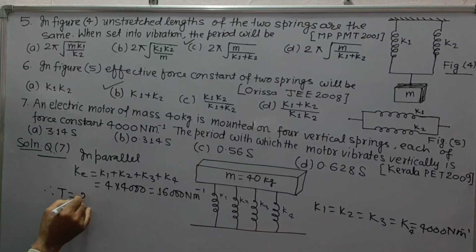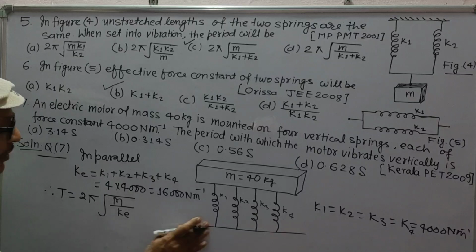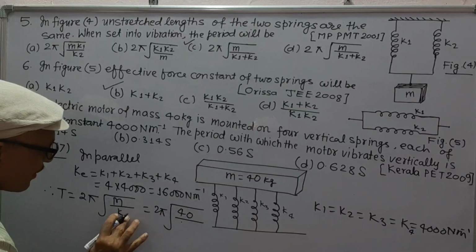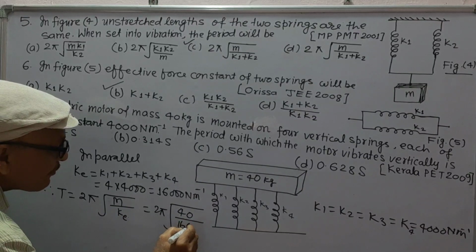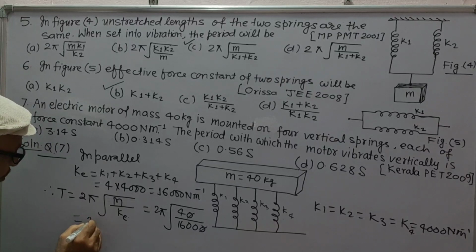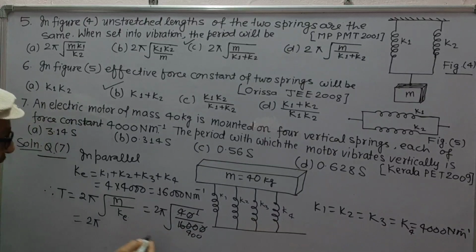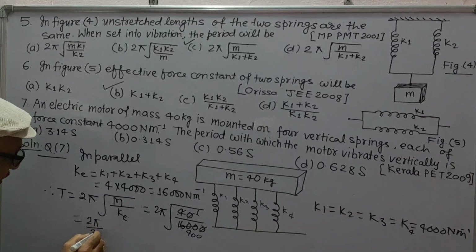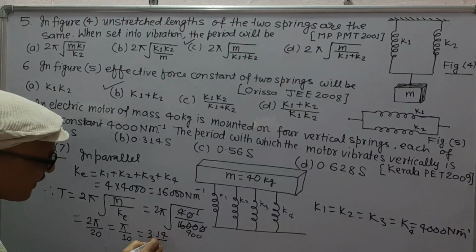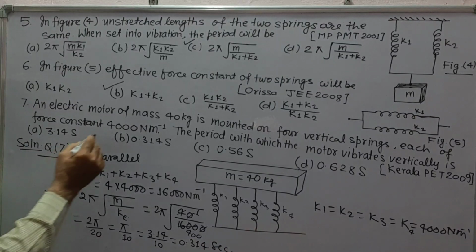Therefore, time period will be equal to 2 pi under root m upon K effective, which is 2 pi under root 40 upon 16,000, which gives 2 pi upon 400. 1 upon root 400 gives 20, that is pi upon 10, that is 3.14 divided by 10 gives 0.314 seconds. So, the correct option will be B.